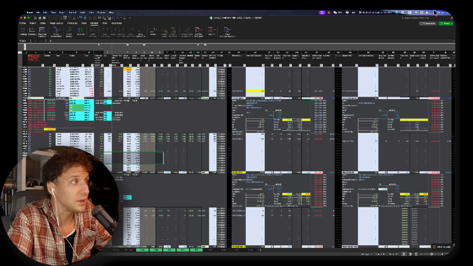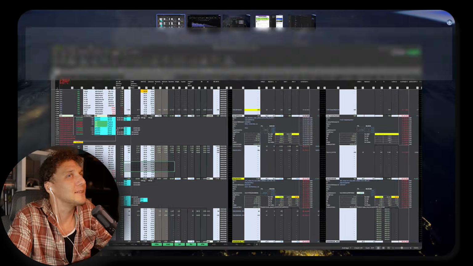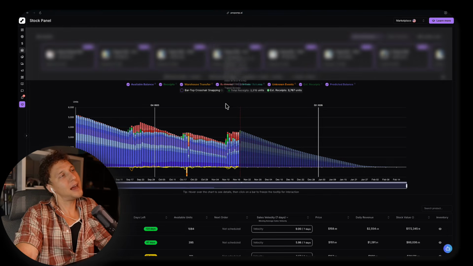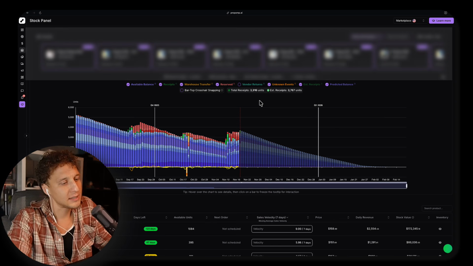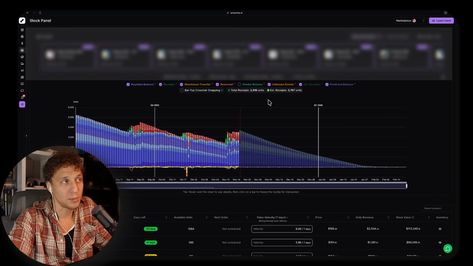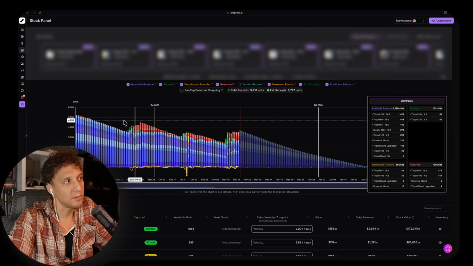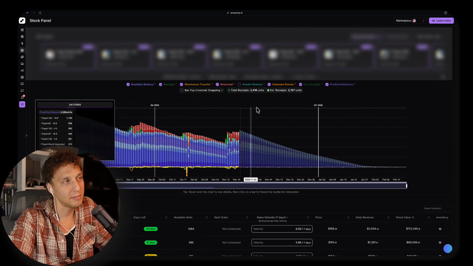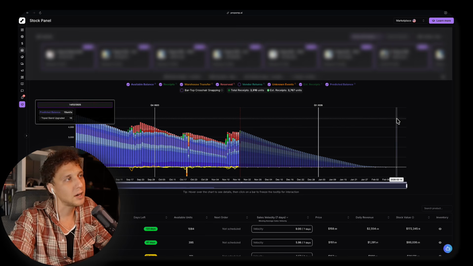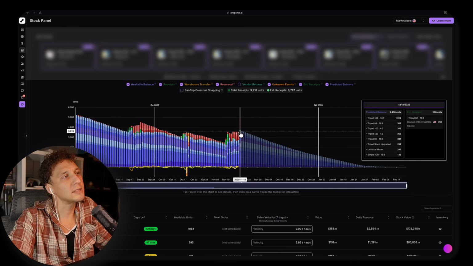Another option would be to use the stock panel at Propamp.ai. Look at that. That's beautiful. So it looks ambiguous at this point, but let me just explain to you. This red dotted line is today. Everything to the left is the past. Everything to the right of this red dotted line is the future. And right in the middle, you'll see your current inventory in a particular marketplace.